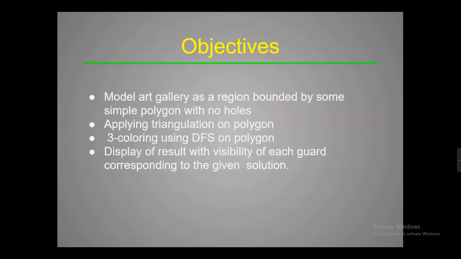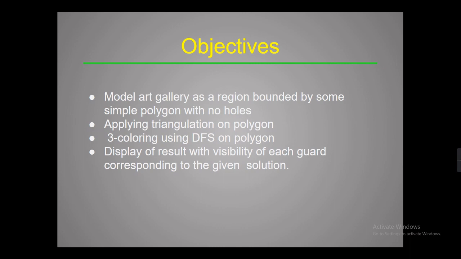So, as you know, there are three main algorithms in our project, which are trapezoid polygon triangulation, and then we will use the arm coloring, and after that we will do the polygon visibility to view the visibility of each guard.